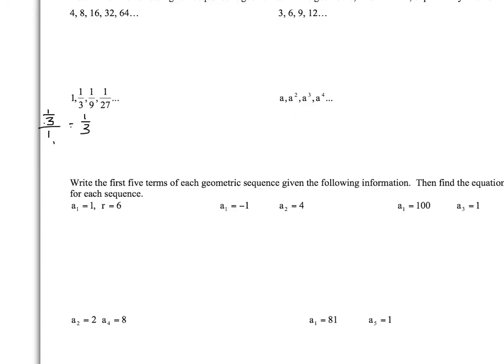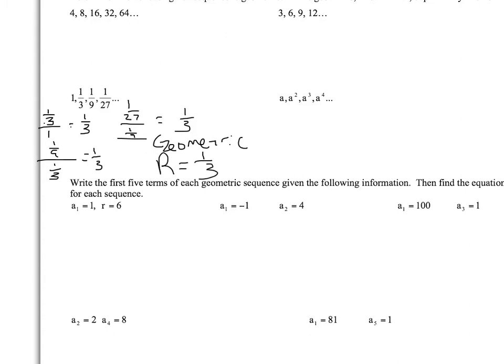Then you check it. You take the third term and divide by the second term. 1/9 divided by a third is 1/3. Then you take the next term, 1/27, and divide by the previous term, 1/9, and you get 1/3 as well. Therefore, since it is the same from one term to the next, you will say it's geometric. And your r value is equal to 1/3.